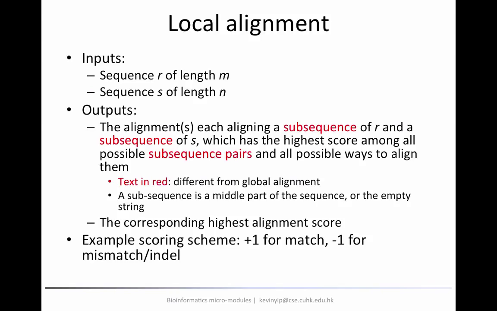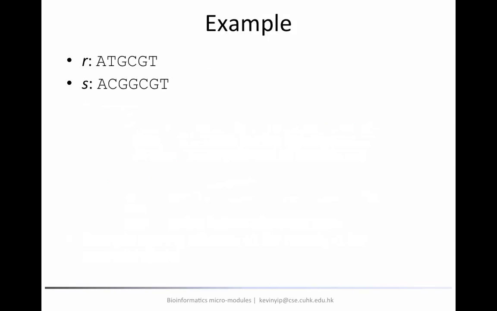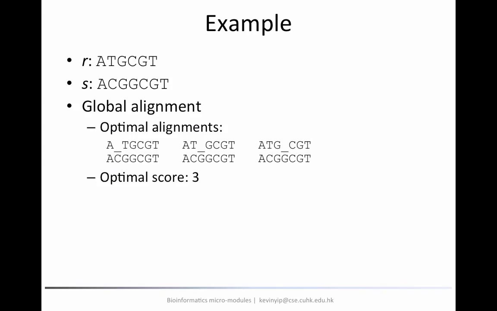Now, to illustrate the ideas, let us consider a very simple scoring scheme in which we have +1 for a match and -1 for a mismatch or indel in the alignment. This is an example that we previously used to illustrate the global alignment ideas. We have already found that if we do global alignment, the optimal score is 3, and there are 3 different ways to get this optimal score. If we look at these alignments, we see that there are actually parts that are not so well aligned.